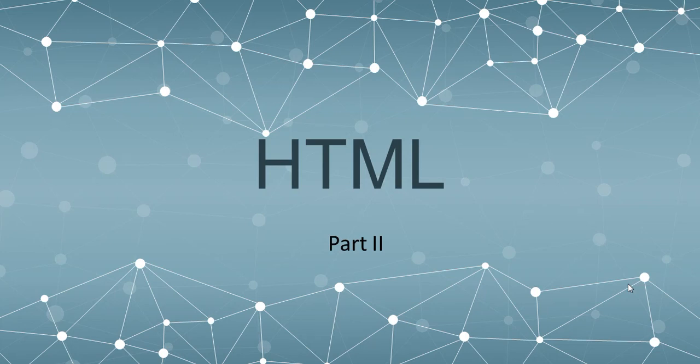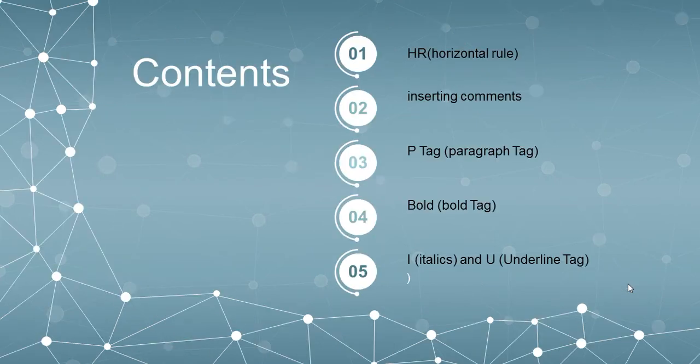This is the second part of HTML, in which we will learn the following contents. The first one is HR, that is horizontal rule, which is usually specified to draw a horizontal line. Second, inserting comments, and then the P tag, that is the paragraph tag, which is useful for paragraphs. Fourth, the bold tag, and at last the italic and underline tags.